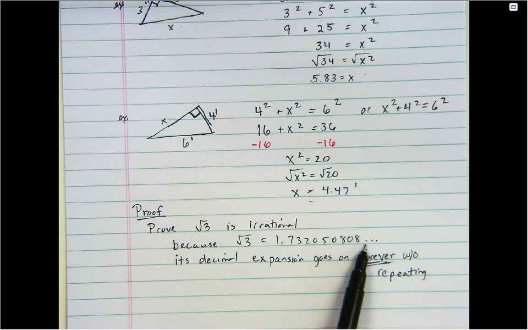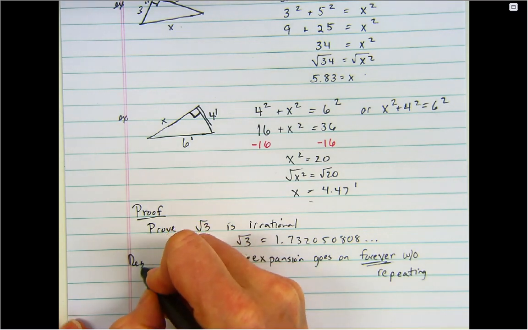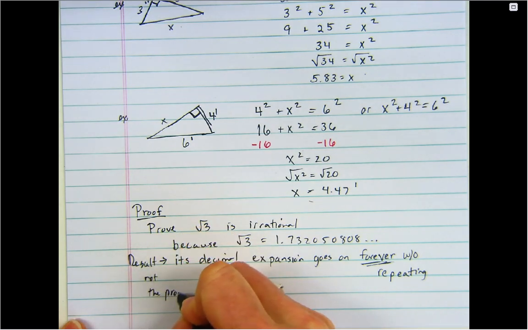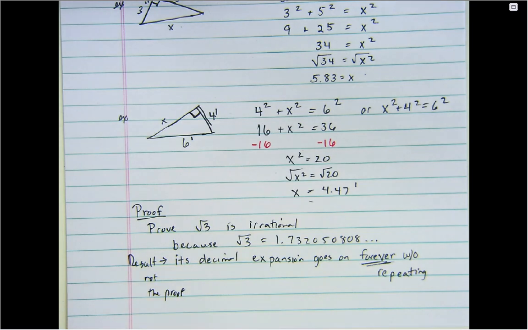You know it goes on forever because you know it's irrational, not the other way around. You don't know it goes on forever and hence you know it's irrational. You don't know it goes on forever because you can't see it going on forever. You can't know that after 1,000 decimal places it doesn't begin to repeat itself, or after 1,000,000 decimal places it doesn't begin to repeat itself. So this is in fact a result, not the proof. It's the result of the square root of 3 being irrational.